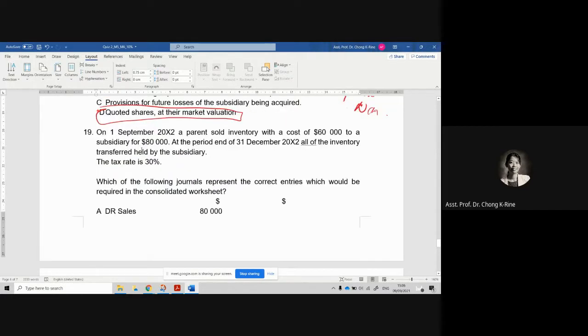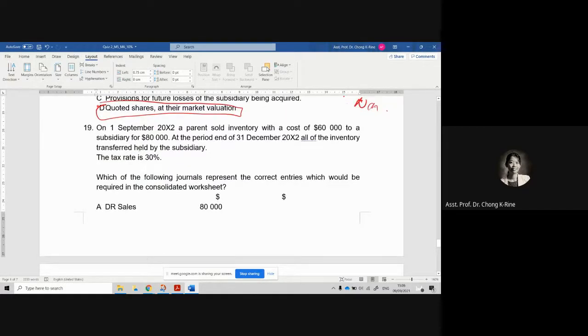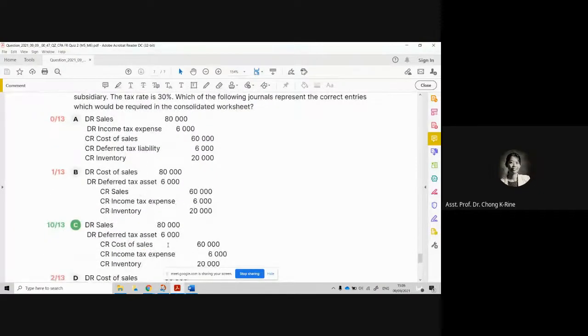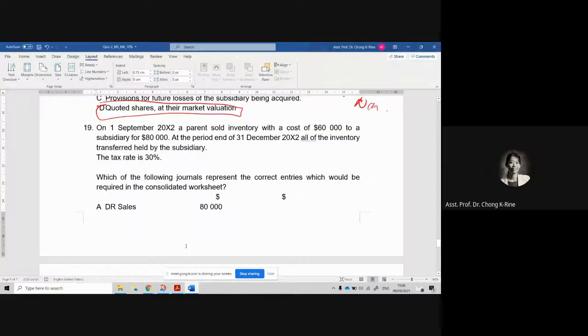Okay, so question number 19. Oh, 19. I thought just now the question, most of you got it right. Or this question, most of you got it right. Meaning you all are really, really good in calculation. Okay, so this question, since so many got it right, I just write it like this.